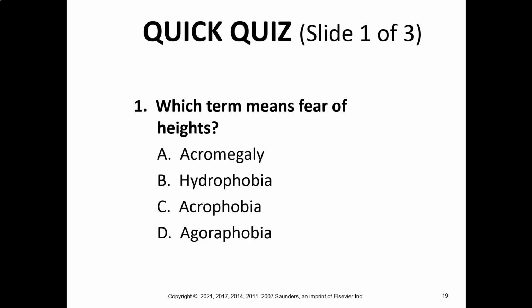Which term means fear of heights? So you know it's one of these fears: hydrophobia, acrophobia, or agoraphobia. So you want to know which one that is. That's a good question. You know it's not this one, hydro you know is water. So then if you didn't know, you just got to see C or D. You know acrophobia is fear of extremities, so break it down, which one it would be.